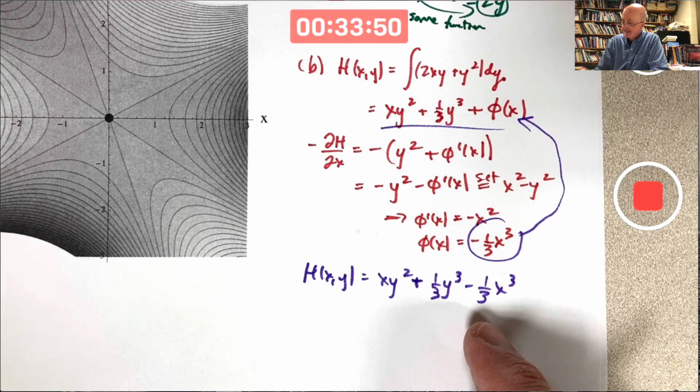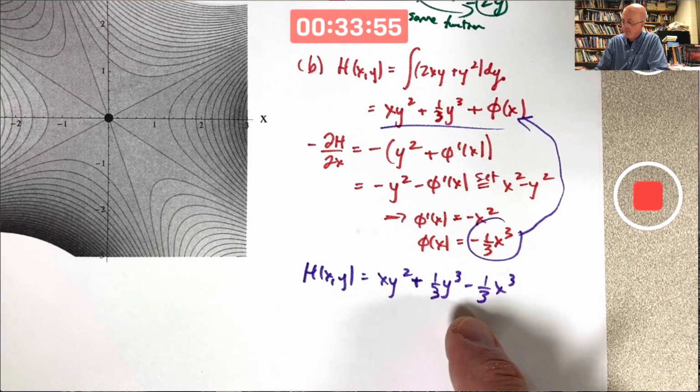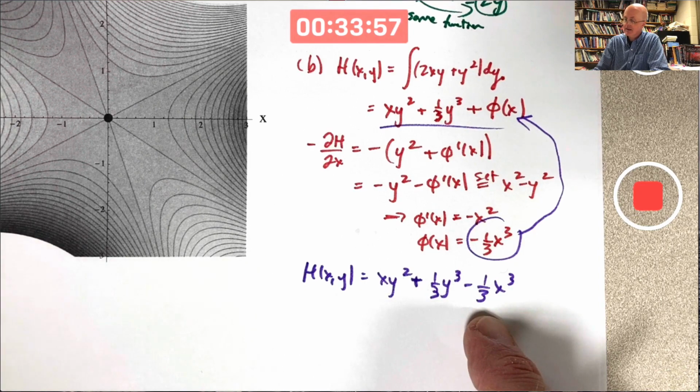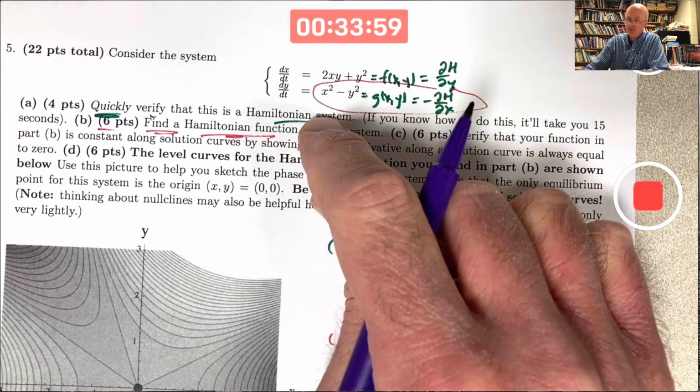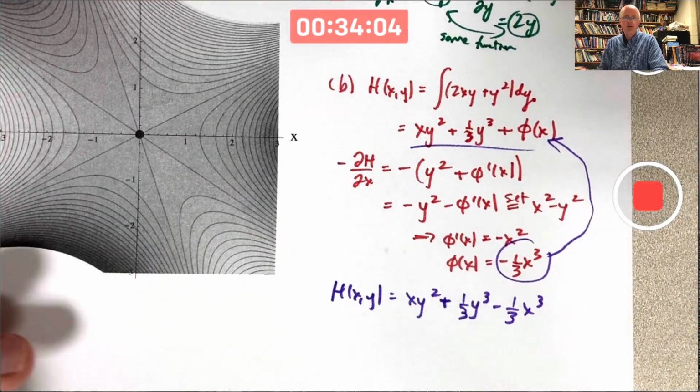Derivative with respect to x, and then negate. Well, the derivative with respect to x is going to be y squared minus x squared. Negate that, you do get x squared minus y squared. It is working. It is right. That's part B.